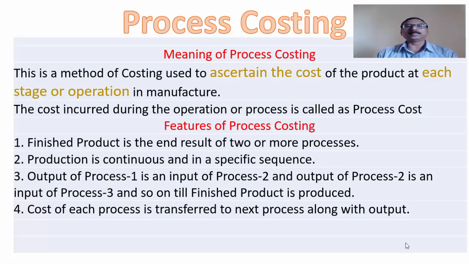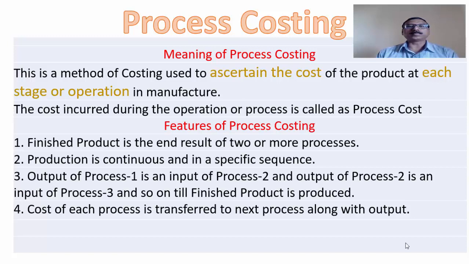So let us see what is the meaning of process costing. This is a method of costing used to ascertain the cost of a product at each stage or operation in manufacture. So basically, we are concerned with the manufacturing where the production is divided into multiple processes.